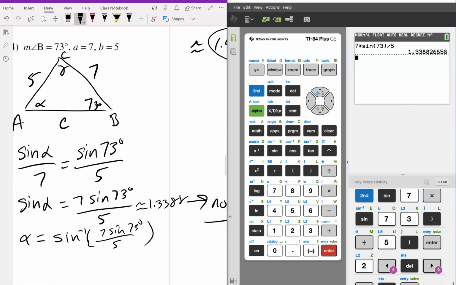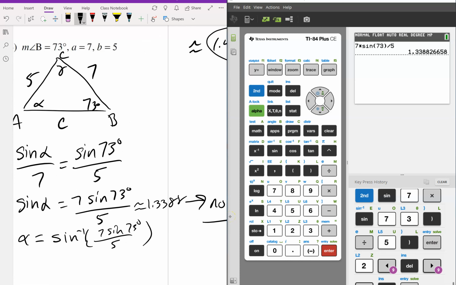So when you're going through this and trying to solve for alpha, notice I just went through and did it all at once. If I would have stopped right here and put it in my calculator, I would have noticed that this value is bigger than 1, and I would have been done. And that's the end. So I get no triangle there.